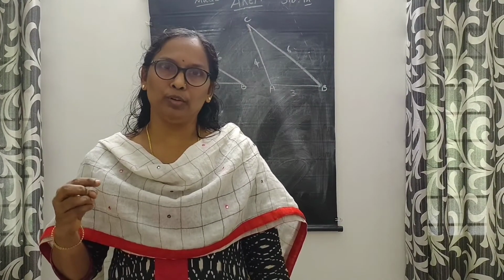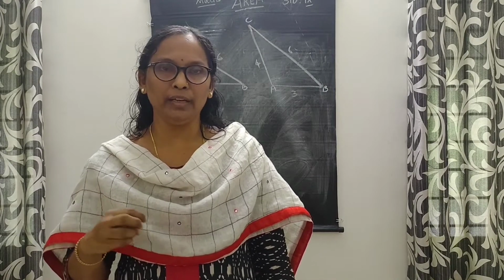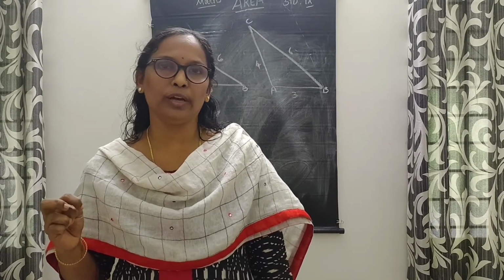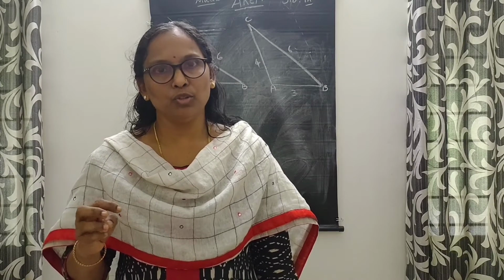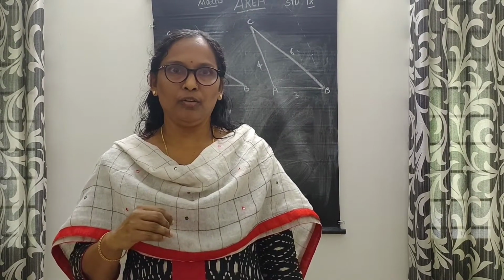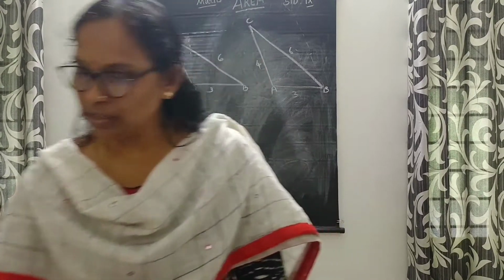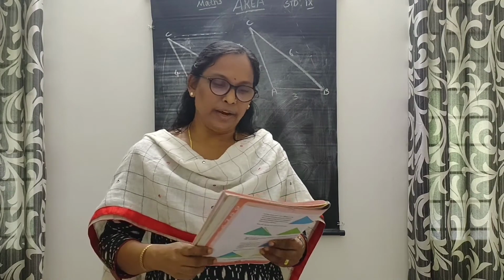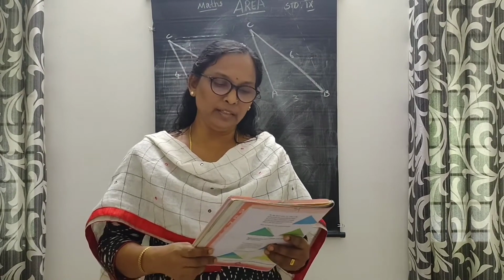Some of you told me they are not getting the answers, and they are asking how to do that question. So I will explain the first question now. Please listen. The question is, draw a triangle of sides 3, 4 and 6 centimeters. Draw three different right triangles of the same area.